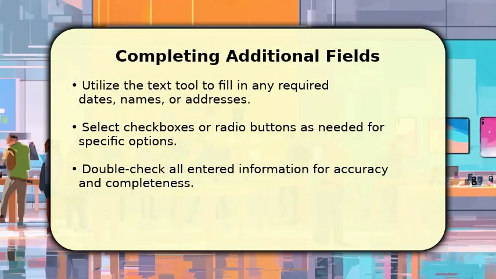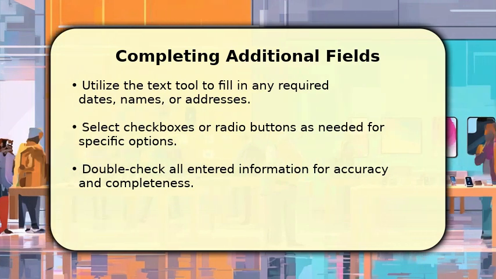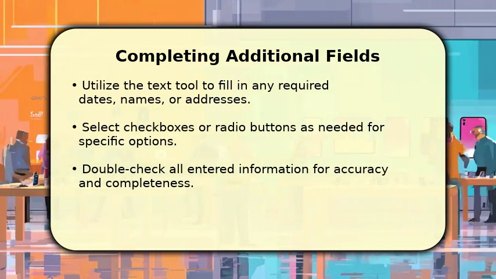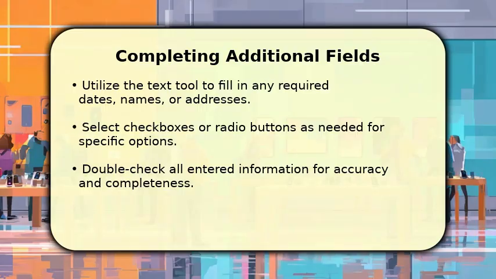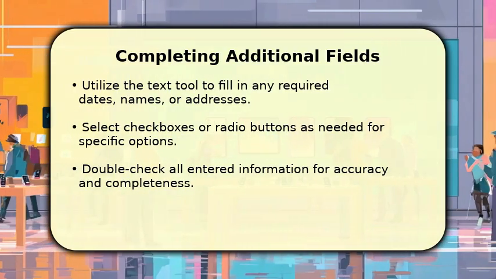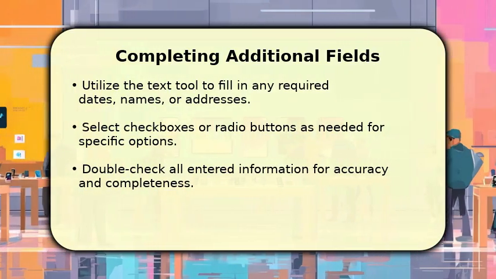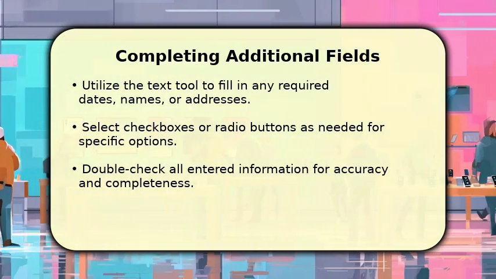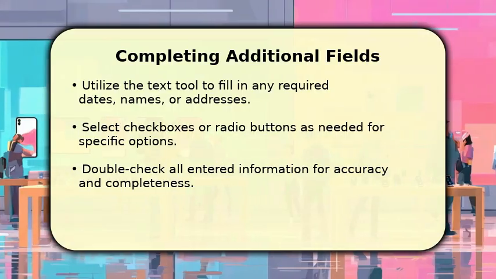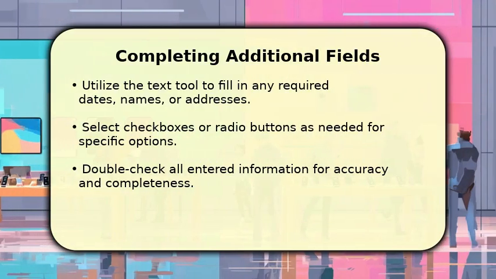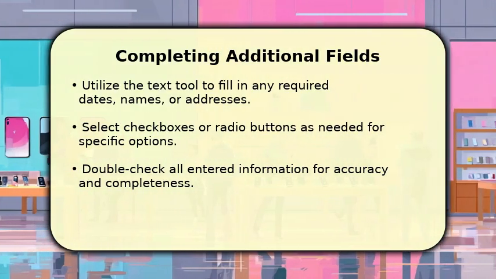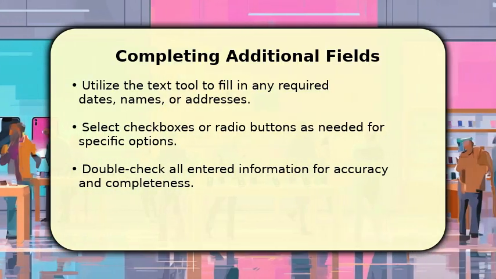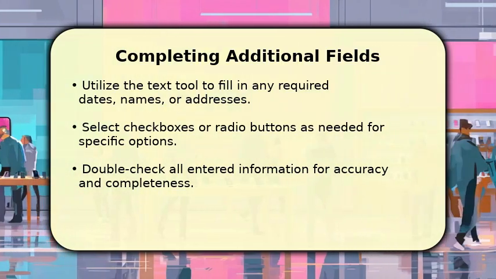Beyond your signature, many PDF documents require additional information. Use the text tool within your PDF software to fill in any necessary fields like dates, your full name, or your address. If there are checkboxes or radio buttons, simply click on them to select the appropriate options. Before saving, take a moment to thoroughly review all the information you've entered. Accuracy is key to ensuring your document is complete and valid.